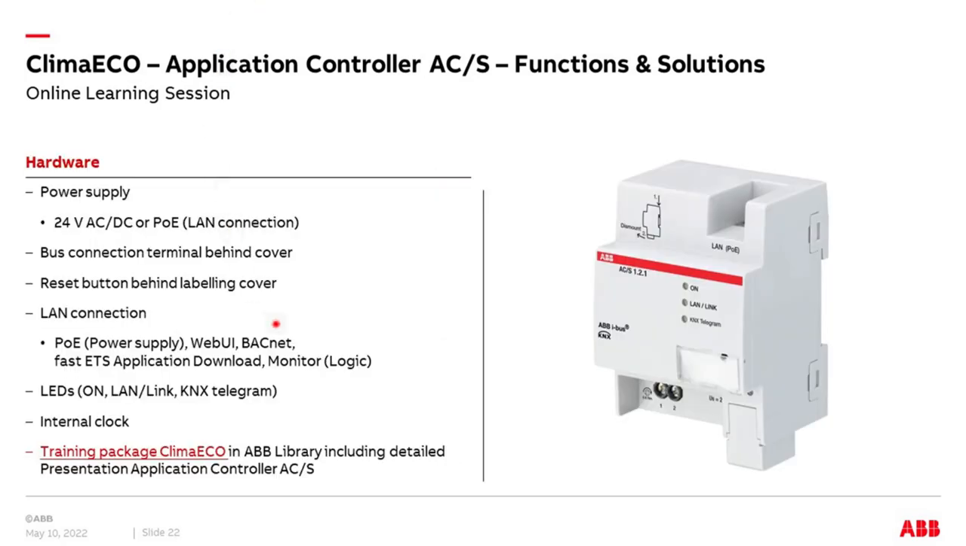So what else can be said around the hardware? Not that much. It's not our topic here to go into so many details, but you need a power supply, a very powerful device, it cannot be supplied only by KNX. Two options: you use a 24-volt DC port here, or you use a LAN port when you have power over Ethernet. Then it's supplied by the LAN port. Yeah, the bus connection terminal we need for communication, as you know now, is behind the cover. We have a reset button here behind the labeling field. And the LAN port is not only for PoE, power over Ethernet if you want, it's also for connecting the WebUI and BACnet, of course, both are IP related.